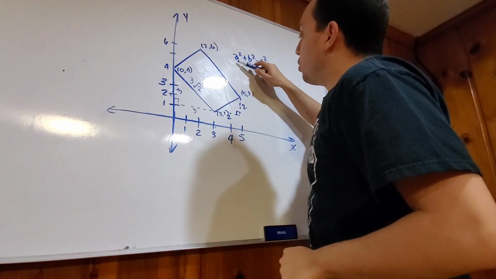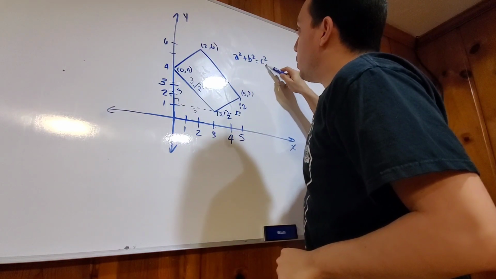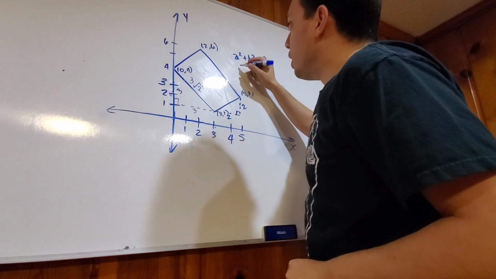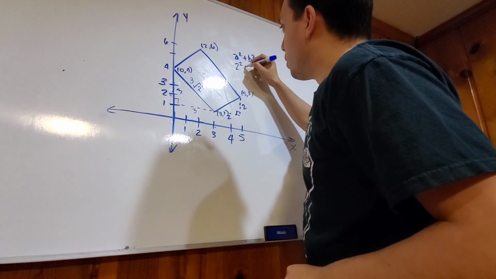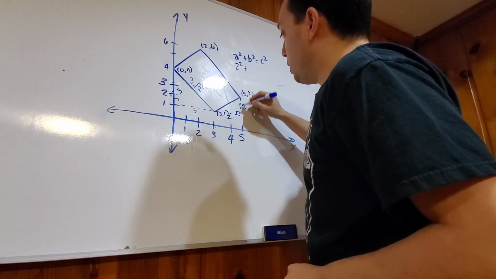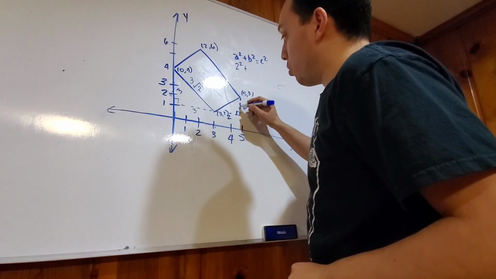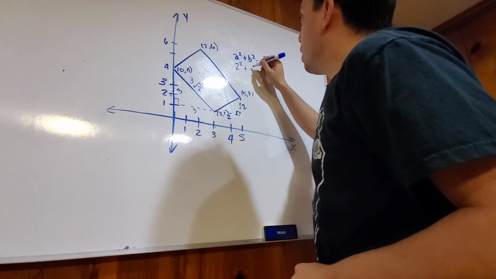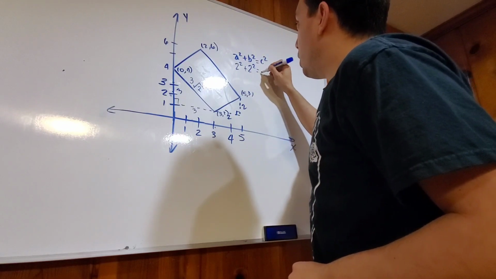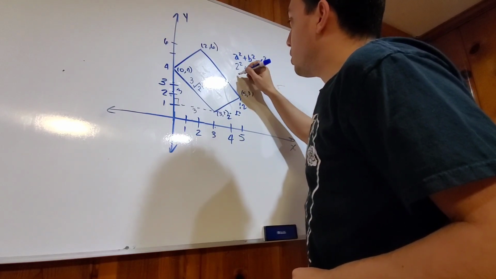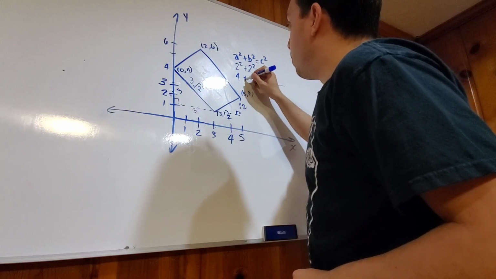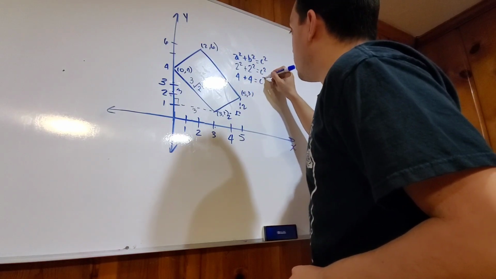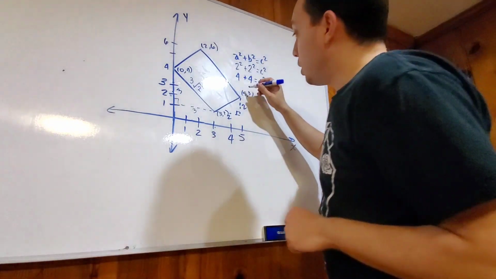And we're going to still use a squared plus b squared equals c squared. So a squared is going to be 2 squared plus b is going to still be 2 because of this triangle right here. 2, 2, and the diagonal, which is a hypotenuse. And so it's 2 squared equals c squared. And so 2 squared is going to be 4. 2 squared is going to be 4. Wow, crazy. And 4 plus 4 is going to be 8.